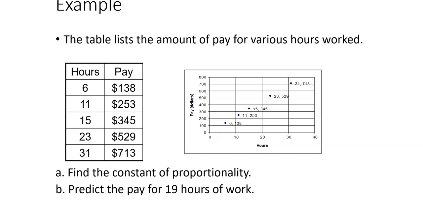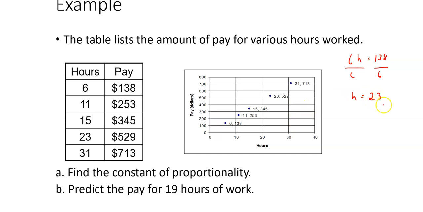So find the constant of proportionality. If I tell you that they're making the same pay all the way through, then all I really need to do is set up one simple little equation and divide. All right, so if 6 hours at a certain amount of pay gives me $138, all I need to do is divide both sides by 6. So take 138 and divide it by 6, and I get 23. So this person's making $23 an hour.